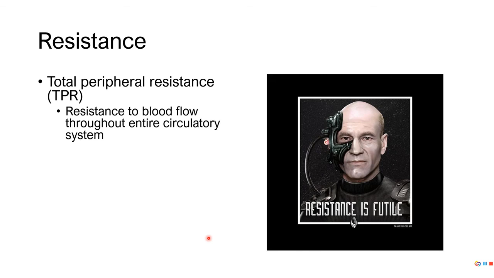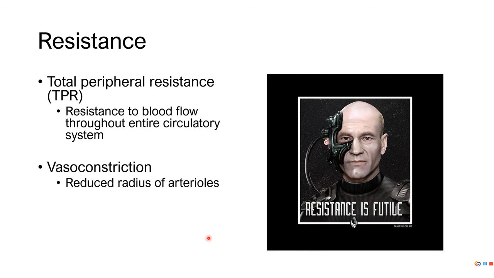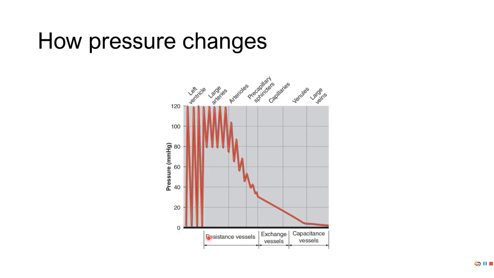Okay? If we vasoconstrict, we reduce the radius of the arterioles. If we vasodilate, we increase the radius of arterioles. Vasoconstriction leads to an increase in resistance. Vasodilation leads to a decrease in resistance. Okay? It's interesting to know, and like I was telling you at the beginning, that we don't really have a pressure gradient in the systemic circulation, okay?